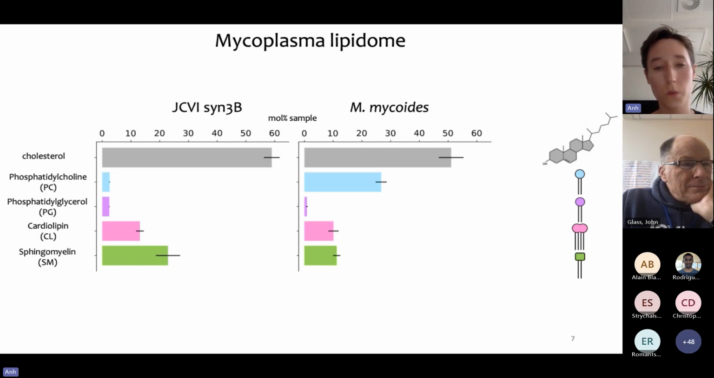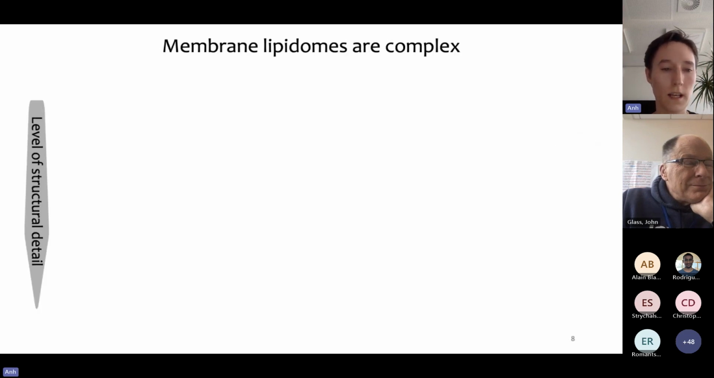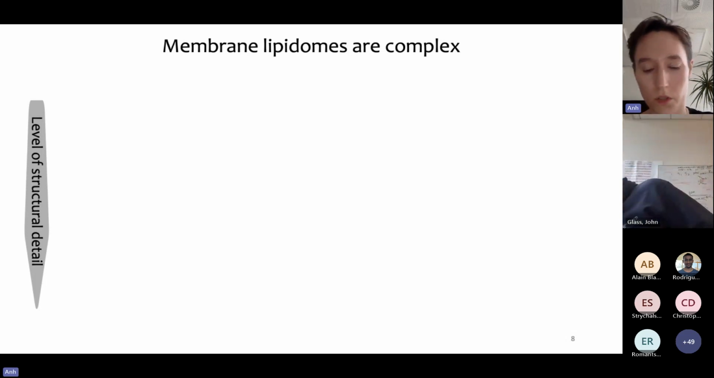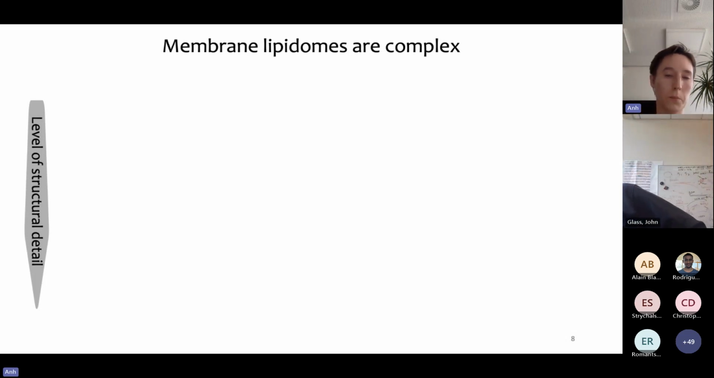And as we can see, despite some differences in mole percent abundances of these lipid classes in mycoides and minimal cell membranes, in general, their overall lipidome structure is rather similar. So this picture essentially tells us that even lipidomes of such simple bacteria like mycoplasma are pretty much complex.